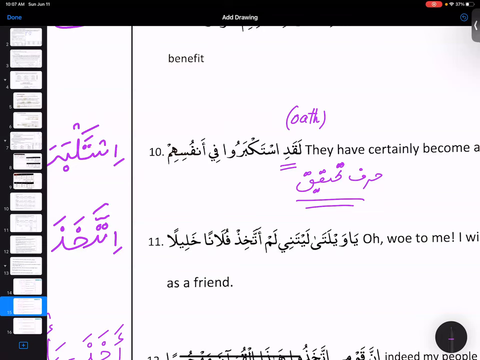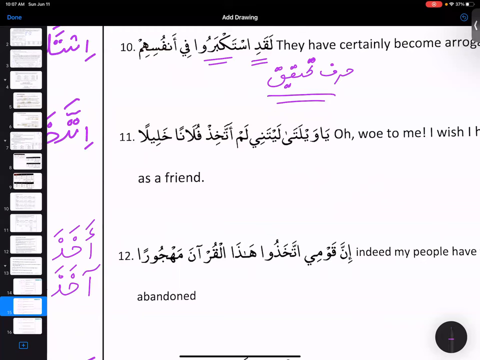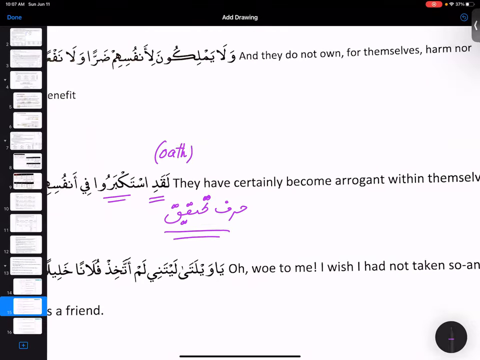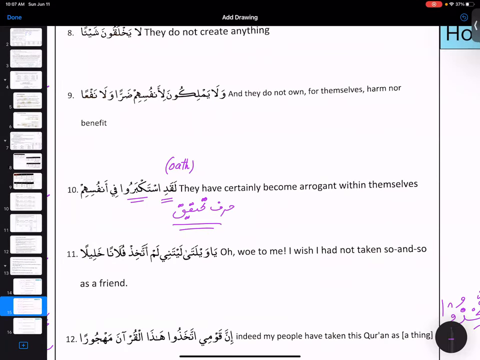Okay. So laqad, qad is harfu tahqiq, then istakbaru. Rest is fine. What else? And next, in this laqad istakbaru fi anfusihim, they have certainly become arrogant within themselves. So basically, that is already, because Allah knows the hal of everyone's heart, right? The feelings, everything, Allah subhanahu wa ta'ala knows what's going on. So He is already giving His words that they have certainly become arrogant within themselves. And the context can help us out, like they are not going to believe or whatever, right? So these are the words of Allah subhanahu wa ta'ala, already established that they are arrogant.